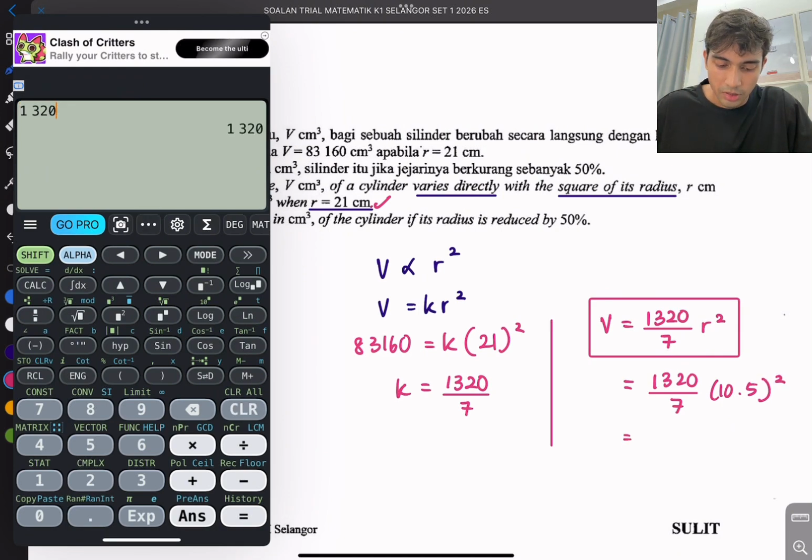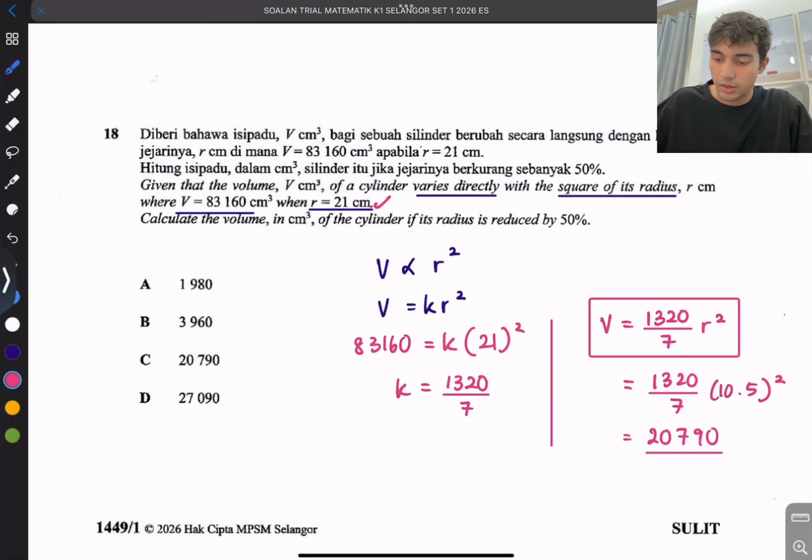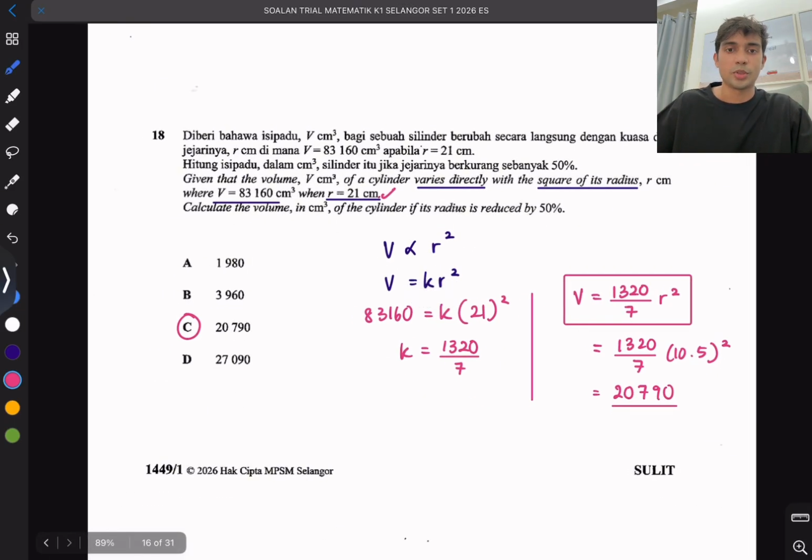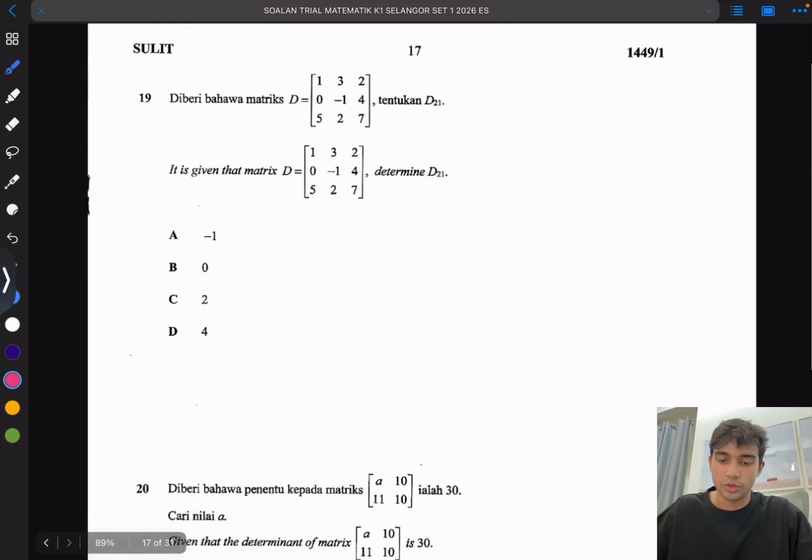So 1320 over 7 times 10.5 squared. Our volume is 20,790. Almost halfway done. Let's go.